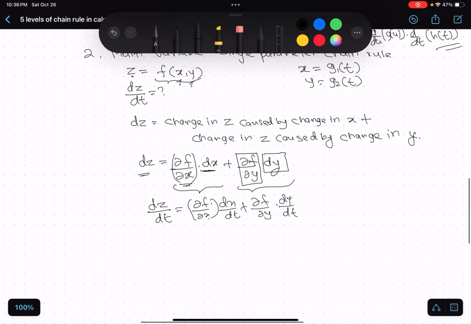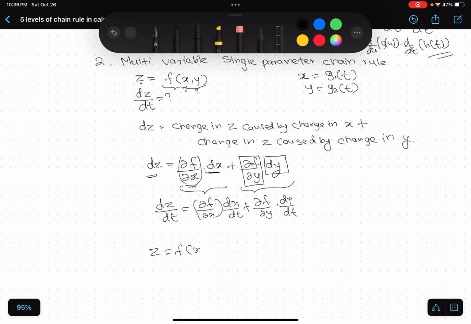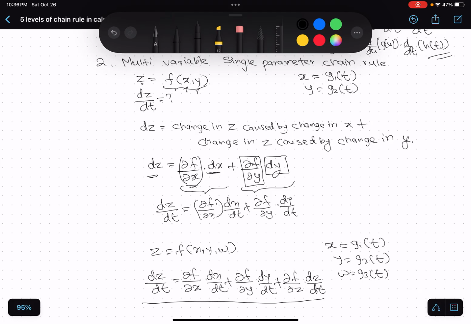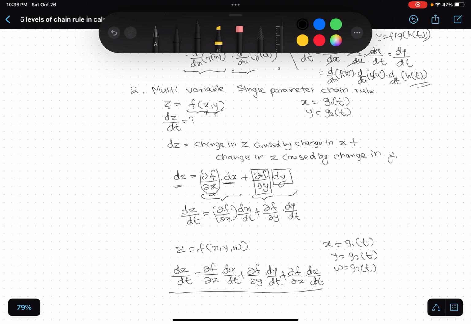Even if, let's say, z was a function of x, y and w, and all of them were simply functions of t, even in that case this would hold true. Our chain rule would just be dg by dt equals partial f by partial x times dx by dt, plus partial f by partial y times dy by dt, plus partial f by partial w times dw by dt. So you can generalize this for however many variables you might have, right? There are multiple variables in here, but eventually they all come from the same parameter t. So this is our multivariable single parameter chain rule.